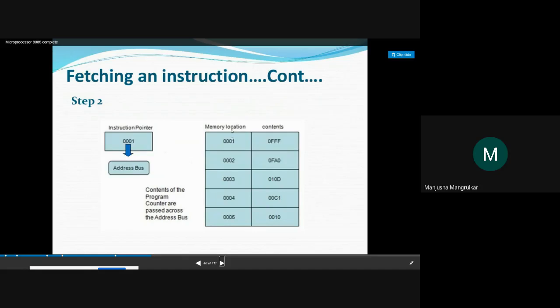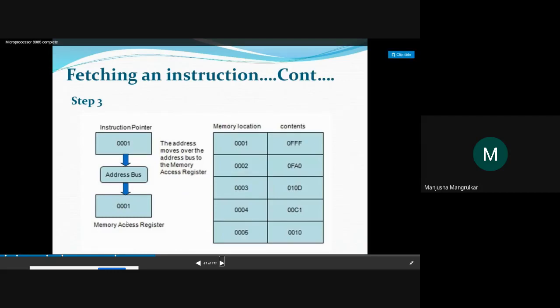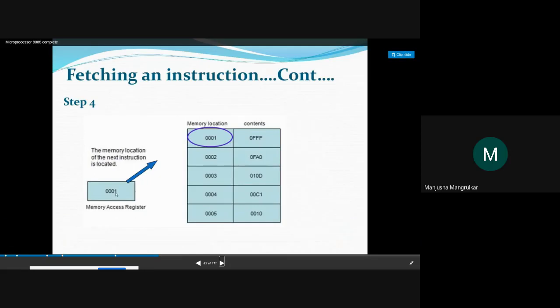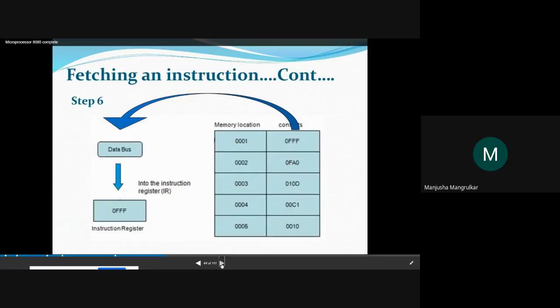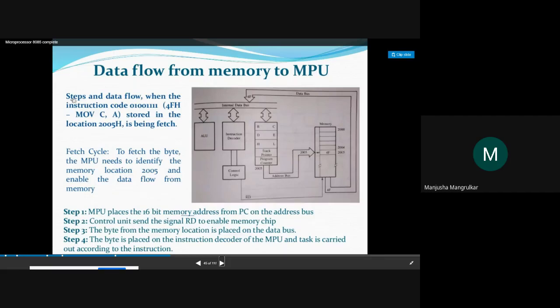Now the content of the program counter is passed across the address line. It goes from the program counter to the memory access register, and then to the memory, where this is the address and this is the data. Then the content goes into the instruction register, it is an instruction, right? This is the memory address, this is the instruction. So the instruction register will decode what to do with that.